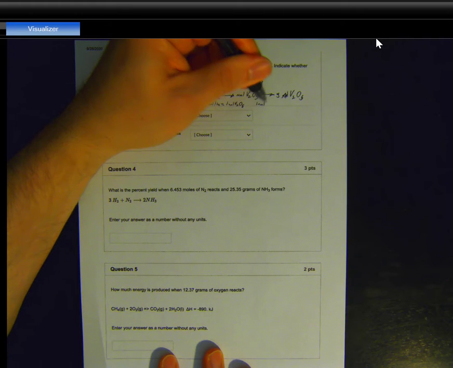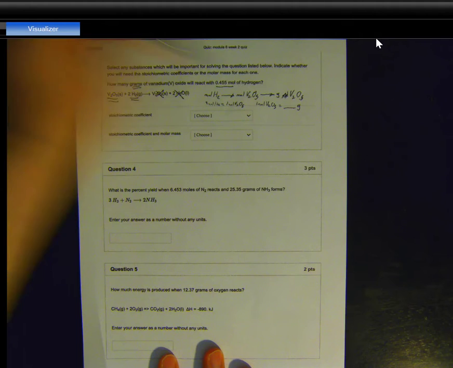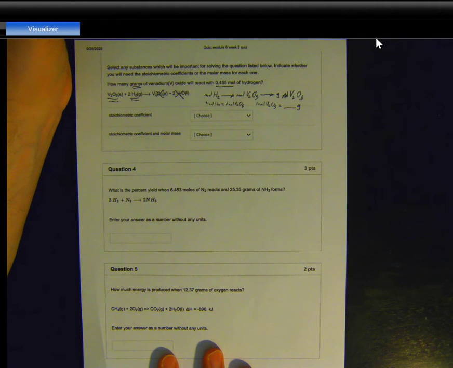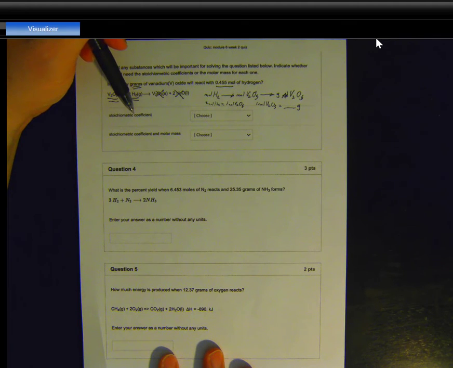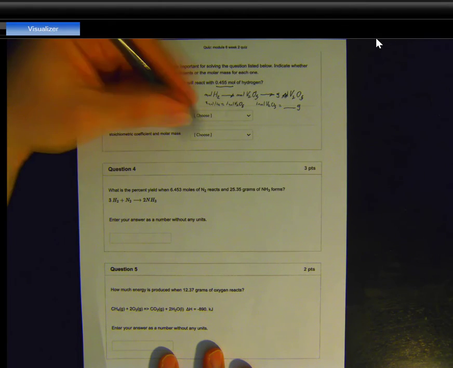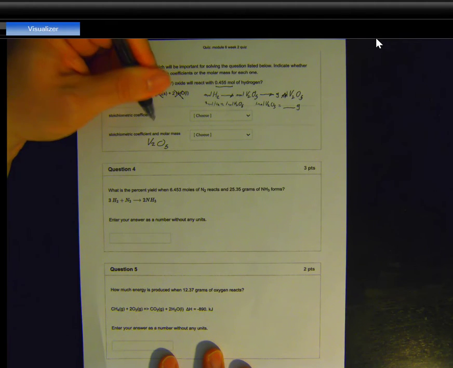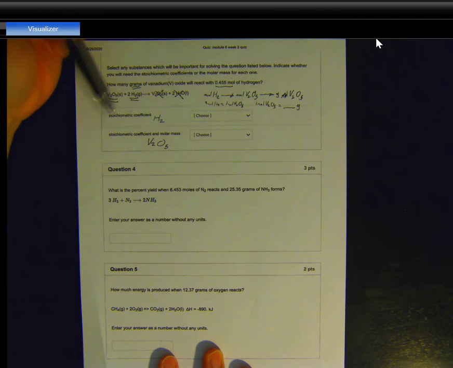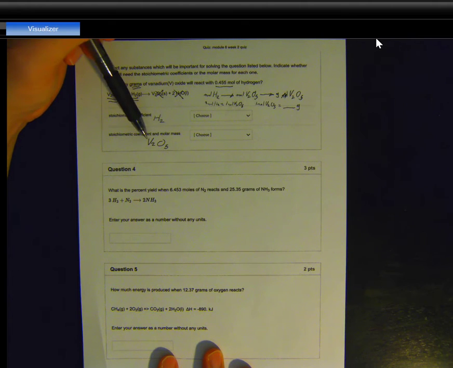So 1 mole of V2O5 is equal to, you don't even need to know, but whatever that would be, grams, so you'd figure that out from the periodic table. For a stoichiometric coefficient, we need that for both H2 and V2O5, but we also need the molar mass for the V2O5. H2 is the only one that needs just the coefficient. So you need just the coefficient for H2, and you need both coefficient and molar mass for V2O5.